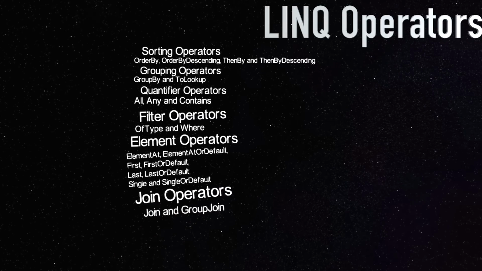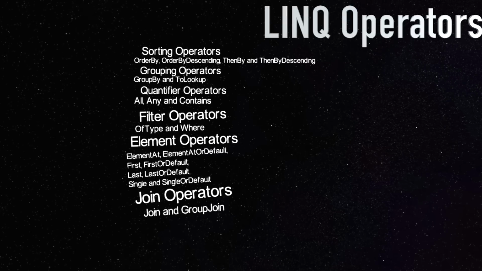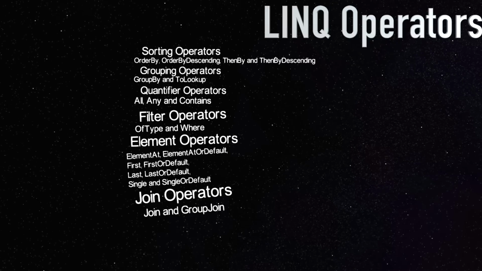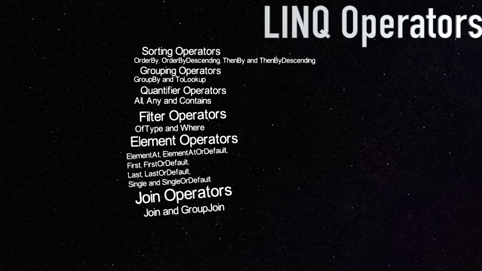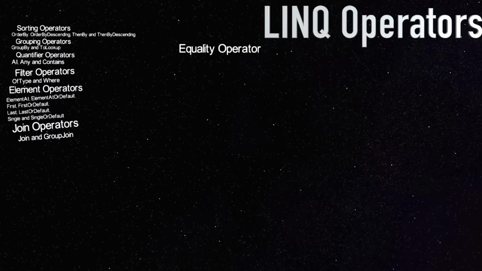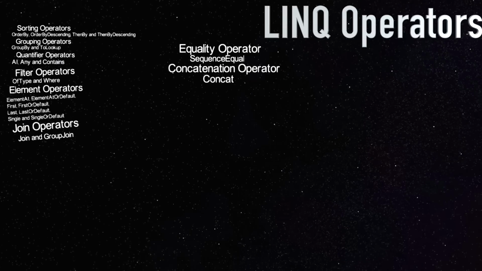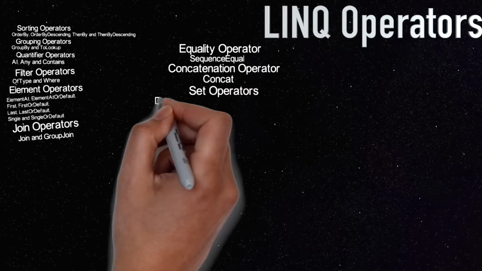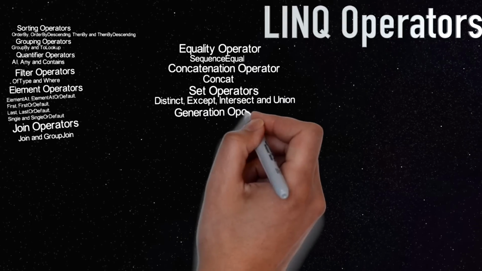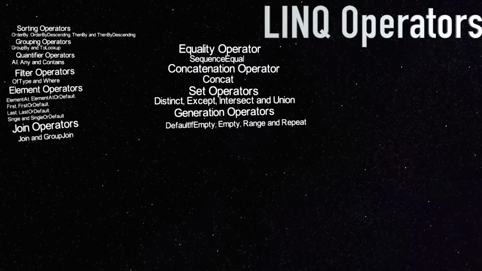We have already looked at the Select projection operator, and we'll also look at the Select operator in this video, and in addition to this, we'll also look at the SelectMany projection operator. So in this video, we'll look at the following LINQ operators. The equality operator, SequenceEqual. The concatenation operator, Concat. The set operators, Distinct, Except, Intersect, and Union. The generation operators, DefaultIfEmpty, Empty, Range, and Repeat operators.